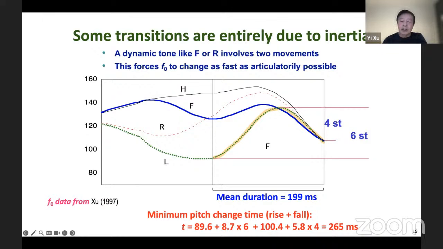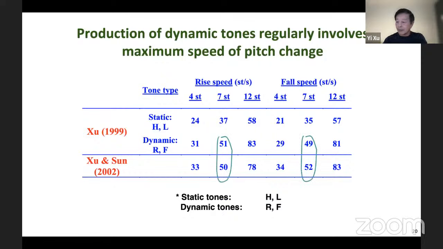And the only way for it to work is that when we calculated maximum speed, we used the minimal pitch, which is here, and also minimal pitch here, which is longer than the syllable itself. So in other words, speakers have to use almost the fastest speed possible to make a dynamic tone like a falling tone. And that's indeed the case, as confirmed by the study itself, when we compared the voluntary pitch change data with just natural speech data.